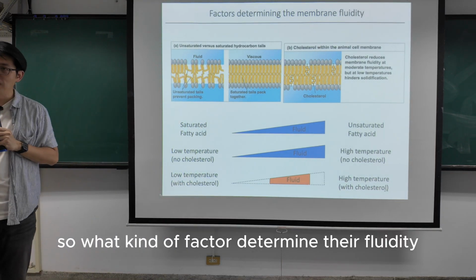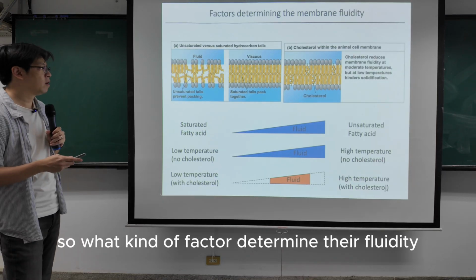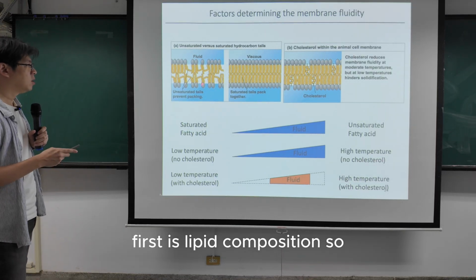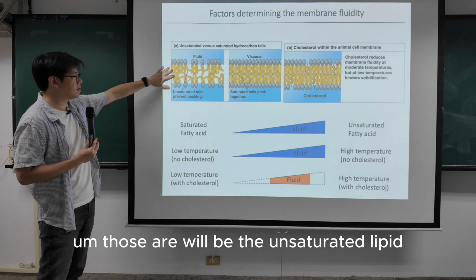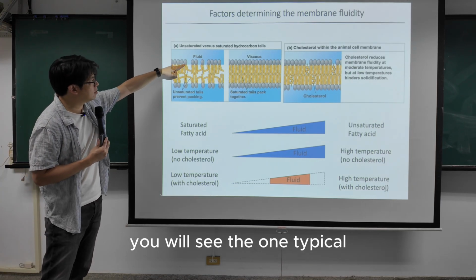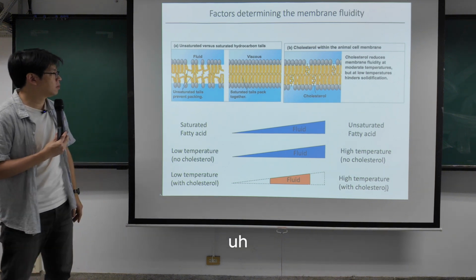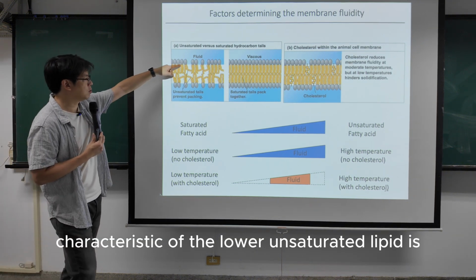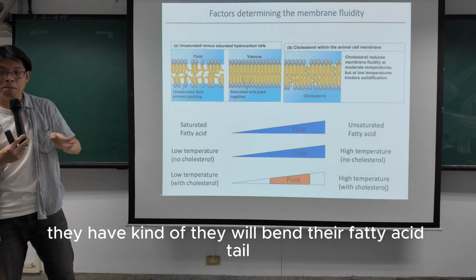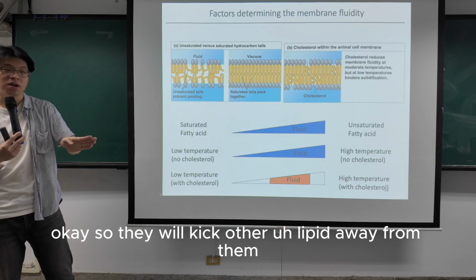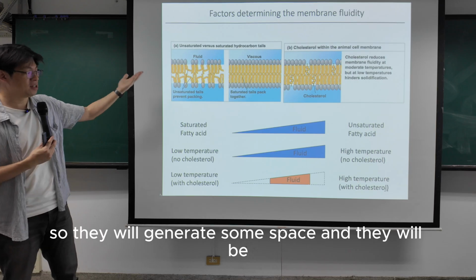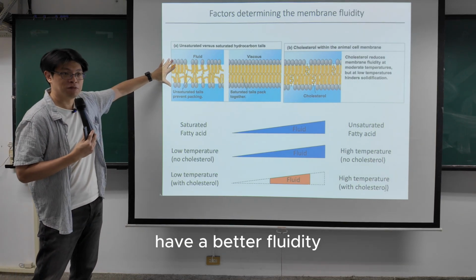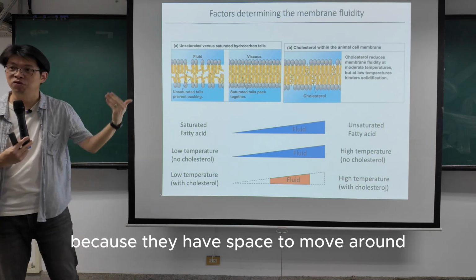So what factors determine their fluidity? First is lipid composition. Take the unsaturated lipids. One typical characteristic of unsaturated lipids is that they bend their fatty acid tails. So they keep other lipids away from them, generating some space, and they have better fluidity because they have space to move around.